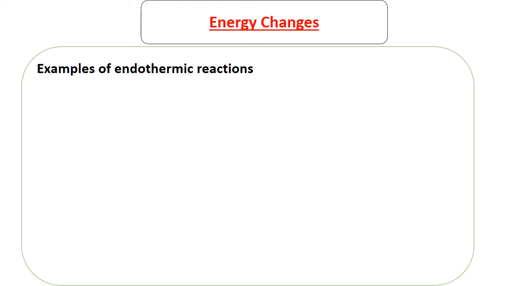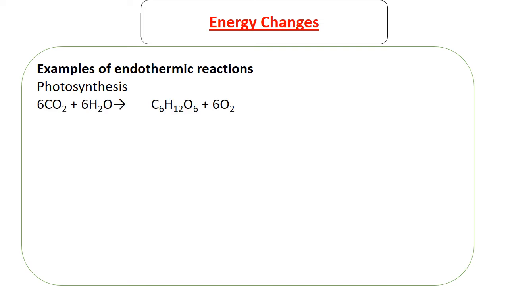So here are some examples of endothermic reactions. The first is photosynthesis. We all know what photosynthesis is. In photosynthesis, the reaction can only occur if there is sunlight. So this process absorbs heat from the sun for it to occur. The chemical equation for photosynthesis is this, where carbon dioxide reacts with water to form glucose and oxygen.